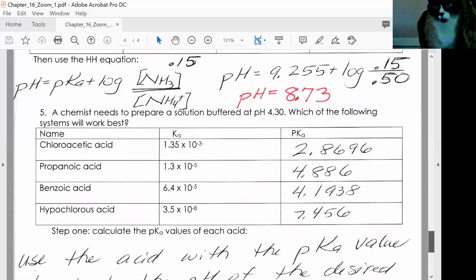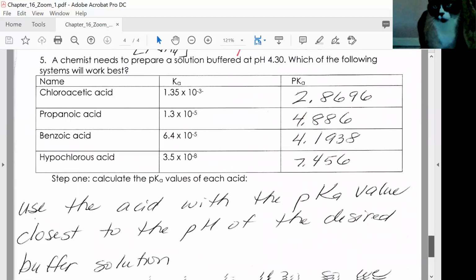So let's look at another type of buffer question. A chemist needs to prepare a solution buffered at pH 4.0. Which of the following systems will work best? So you're given all these Ka values, and you would have to calculate pKa, but I've done it for you. So when you get a chance, you're going to want to take these Ka values and practice calculating the pKa. So go ahead and write those down, and then in your spare time, you can practice.